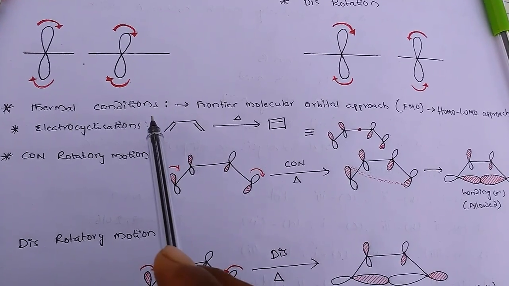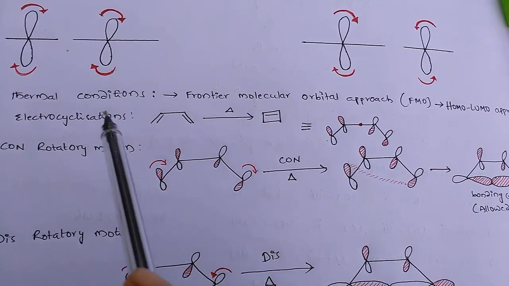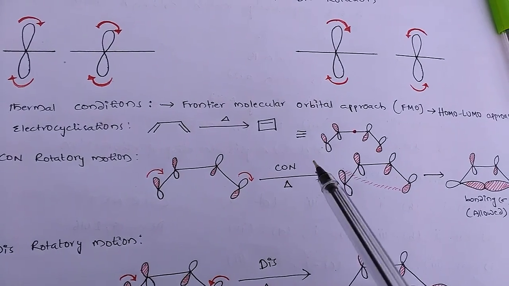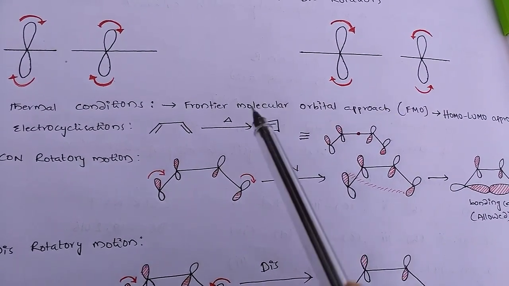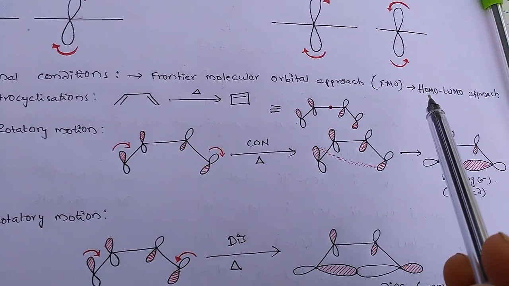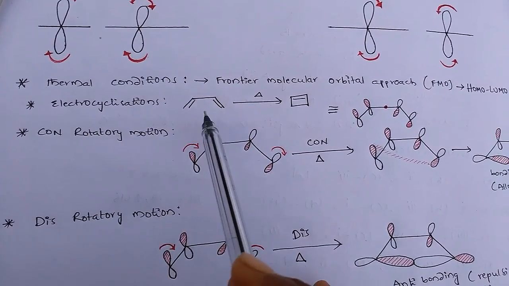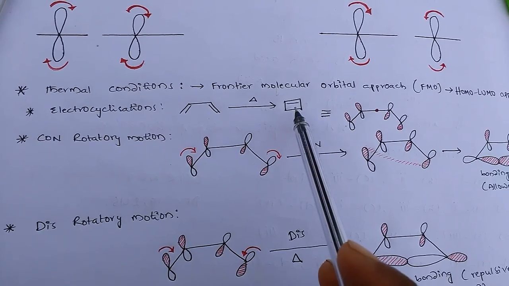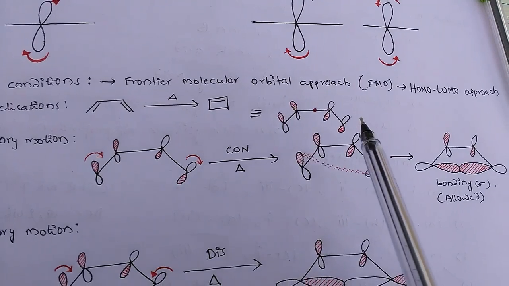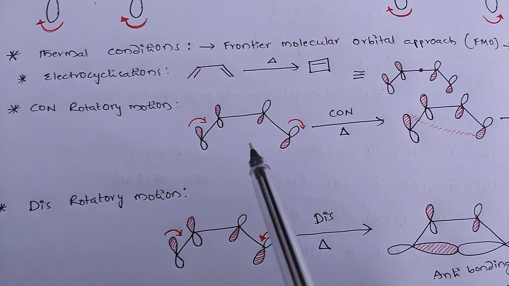So consider thermal conditions, the frontier molecular orbital approach. We have different methods to decide whether a reaction is thermally allowed or photochemically allowed under conrotation or disrotation. I am explaining an easy way by using the frontier molecular orbital approach, that is the HOMO-LUMO approach. Okay, consider electrocyclizations. In electrocyclic reactions, butadiene on heating produces cyclobutene. This is a representation of the cyclic product. Next, on conrotation of this butadiene.